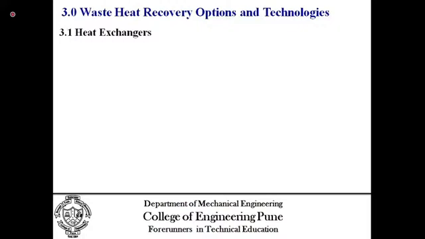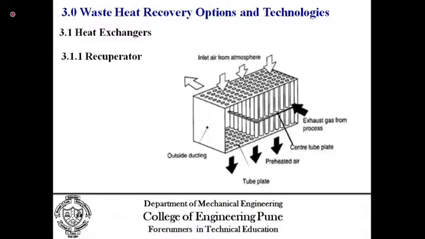These are the heat exchangers: the recuperator, the shell and tube heat exchanger, the radiator. In the recuperator, the two fluids do not come in contact with each other, but are separated by a conductive wall. The exhaust gases flow across the tubes, and the air which is to be heated for some purpose passes through the tube. These two are not mixed and do not come in contact with each other.